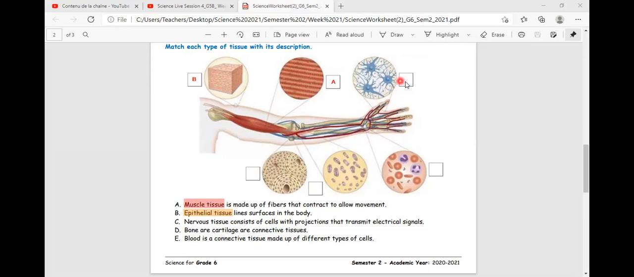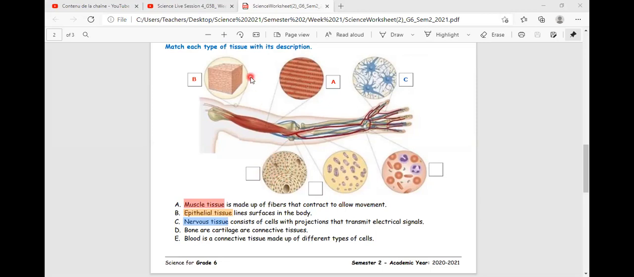It's a tissue made of nervous tissue. Nervous tissue, which is C. What does nervous tissue do in our body? It transmits messages from and to the brain. Excellent. Bravo.